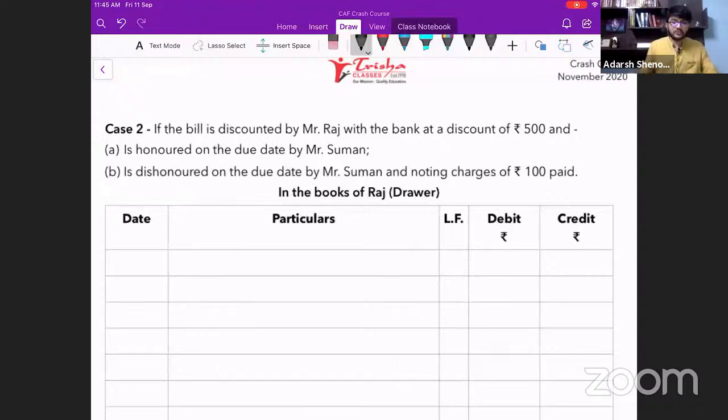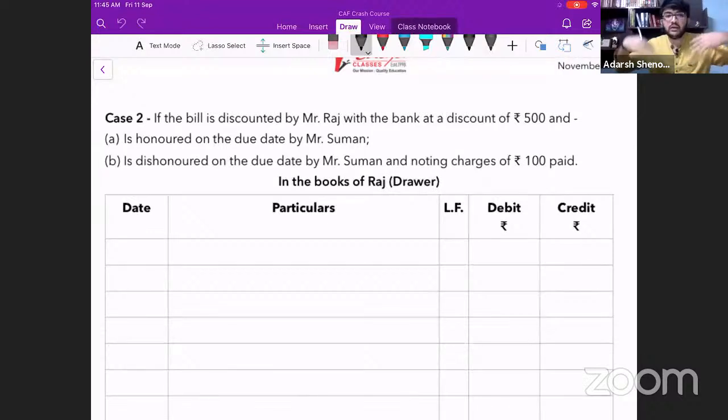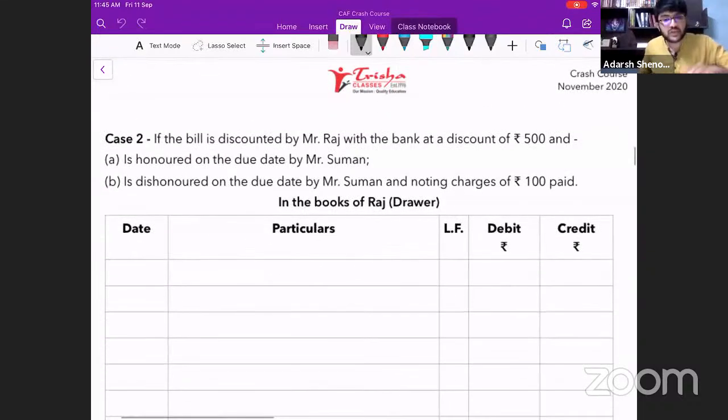So here also, now we are discounting this bill, we are giving this to the banker. So can you tell me what is the entry when we discount this? When we are handing over the bill, he's going to give you cash, right? Let us say, what is the face value of this bill? 50,000. 50,000 is the face value of the bill.